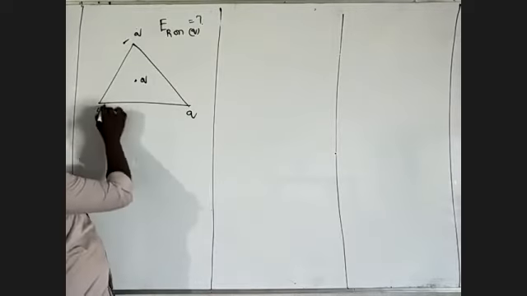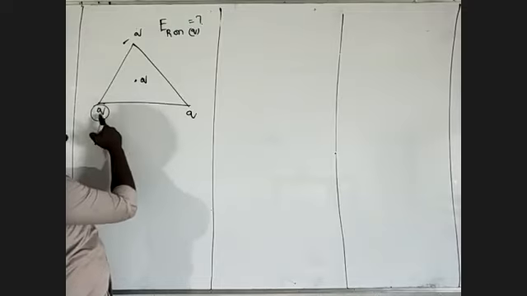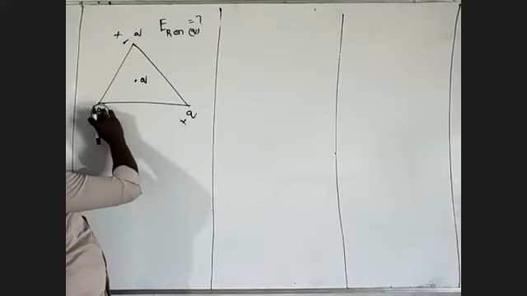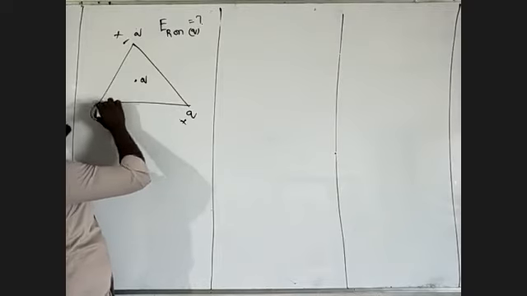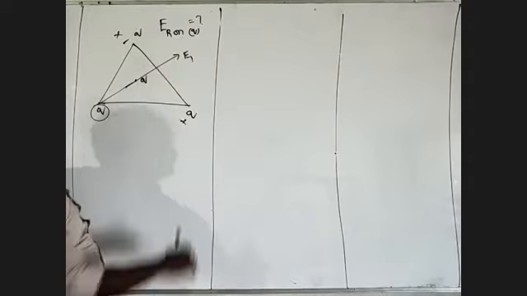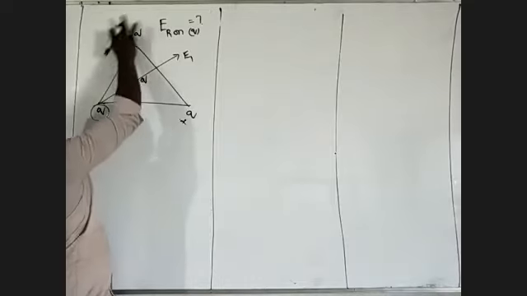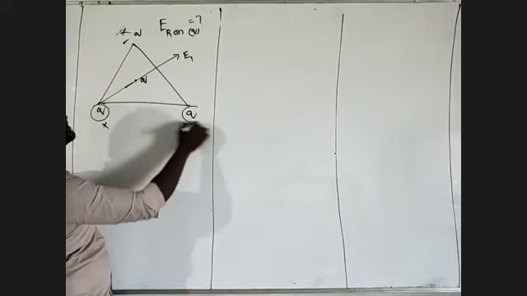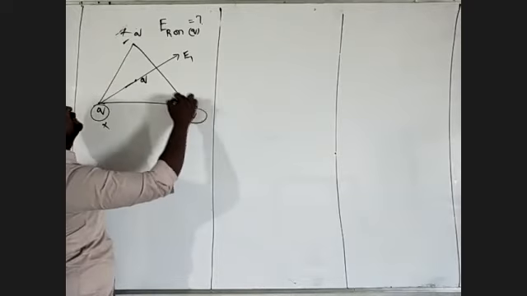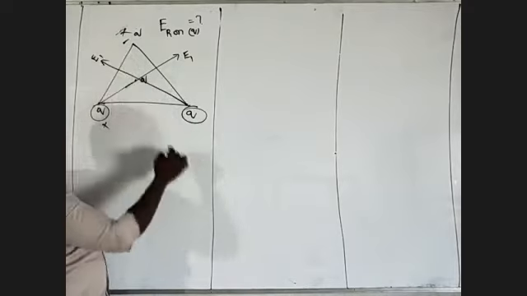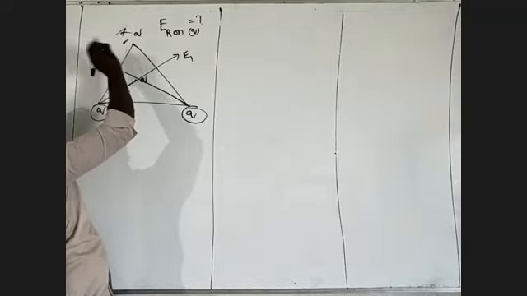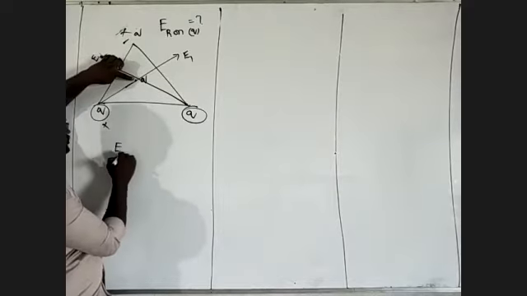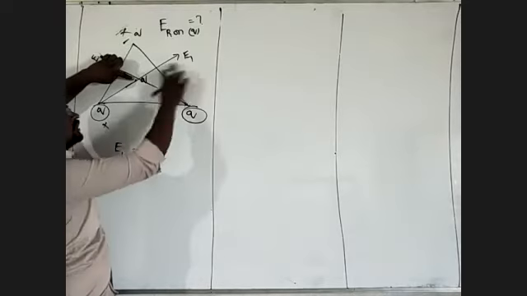You will see this is a capital Q, small q. This is positive, this is also positive. This charge repels the charge in this direction. This is E1, electric field E1. Now this charge is positive, this charge also positive. This positive charge will repel the charge in this direction. This is E2. We are calling it E2.